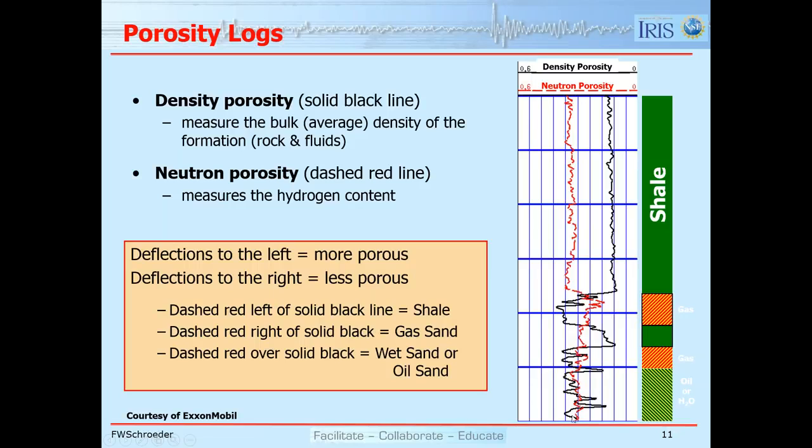And then we have a sand down here, and the red and black are tracking each other pretty much, and that would indicate that it's either a wet sand or an oil sand. And we'll talk in a minute about how we can tell whether that lower sand has water in it or oil.